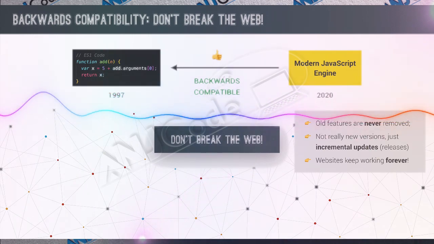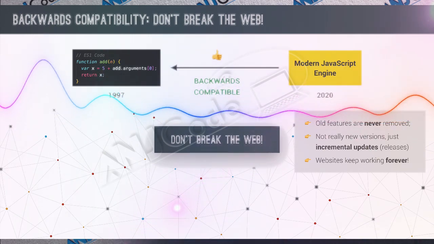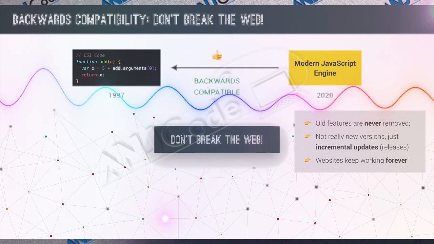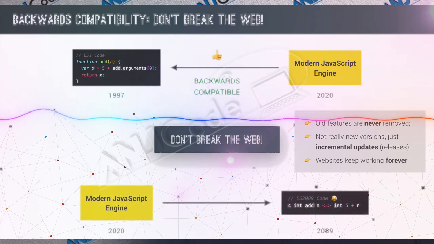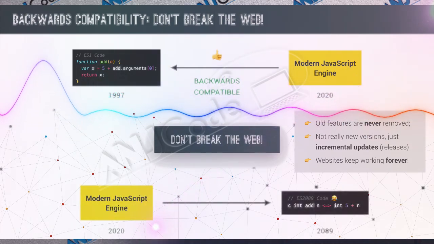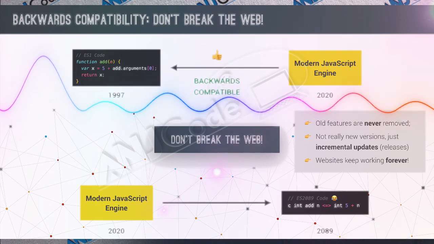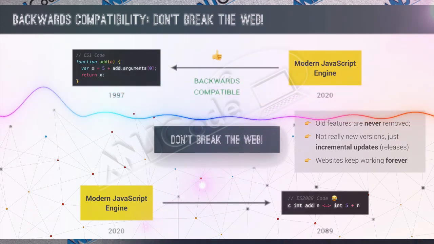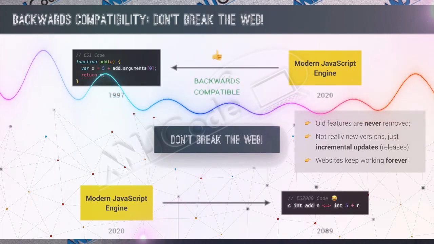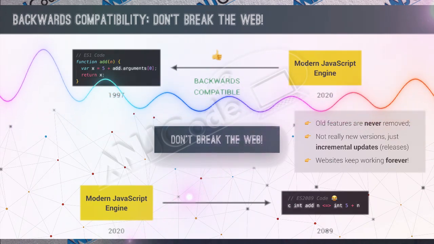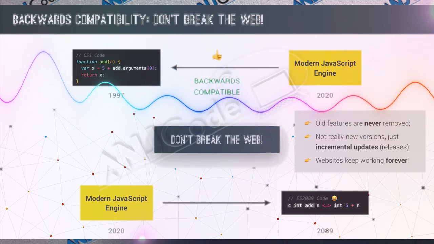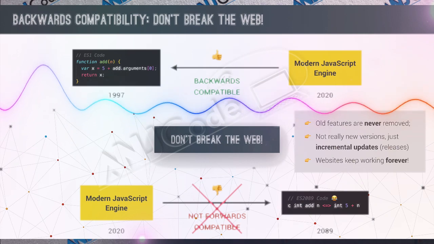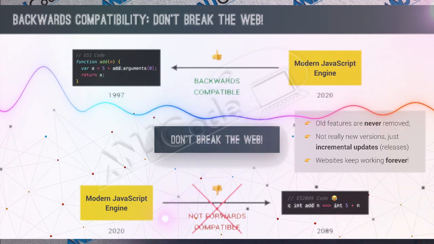Okay, but now there is one more thing that we need to talk about here, and that is forwards compatibility. So what do you think would happen if we took this totally made-up code from the year 2089 and tried to run it in today's browsers? Well, you're probably right. It would not work at all. There would be errors left and right, and nothing would work. That's why we say that JavaScript is not forwards compatible. Basically because current browsers do not understand code from the future.